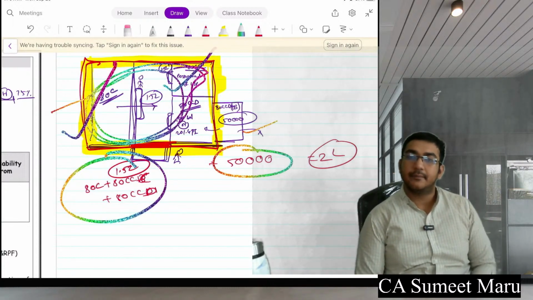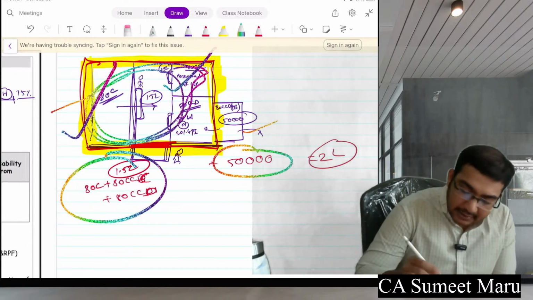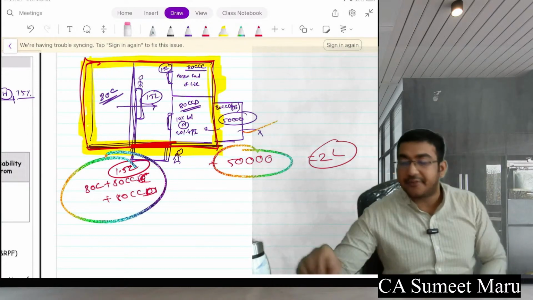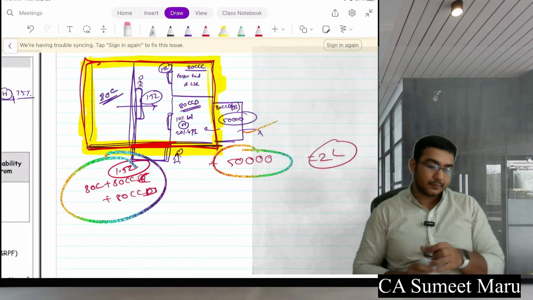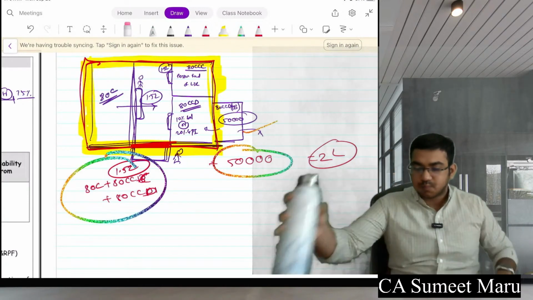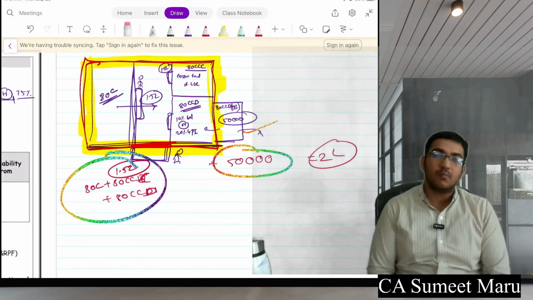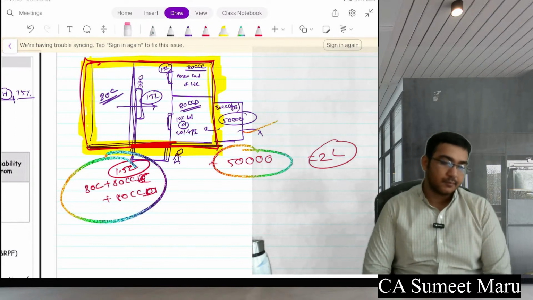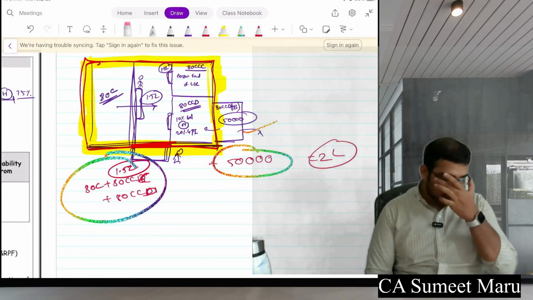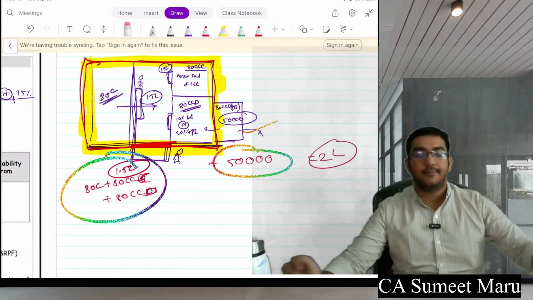Got it, everyone? Everyone got it? If you want to draw this diagram, quickly draw it, guys. If you have any query, please let me know. Everyone clear?